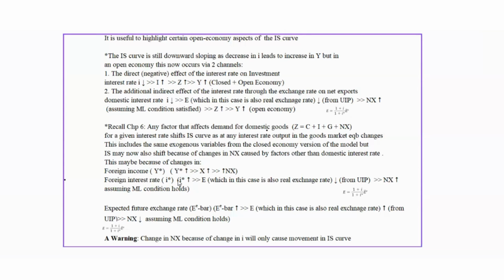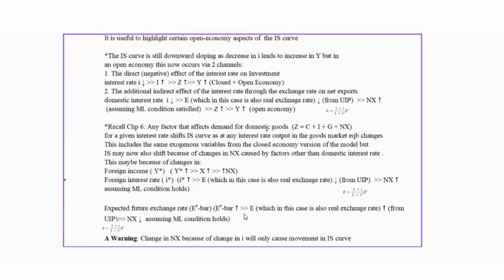Changes in foreign interest rate, because when the foreign interest rate changes, again from the UIP condition, let's recall, when i star changes, that's going to cause E to change, from the UIP or exchange rate. And when your exchange rate changes, as a result your net exports will change, assuming the Marshall-Lerner condition holds. Again, this is an assumption that we're making, that the Marshall-Lerner condition is satisfied. So by ML condition, we mean the Marshall-Lerner condition.